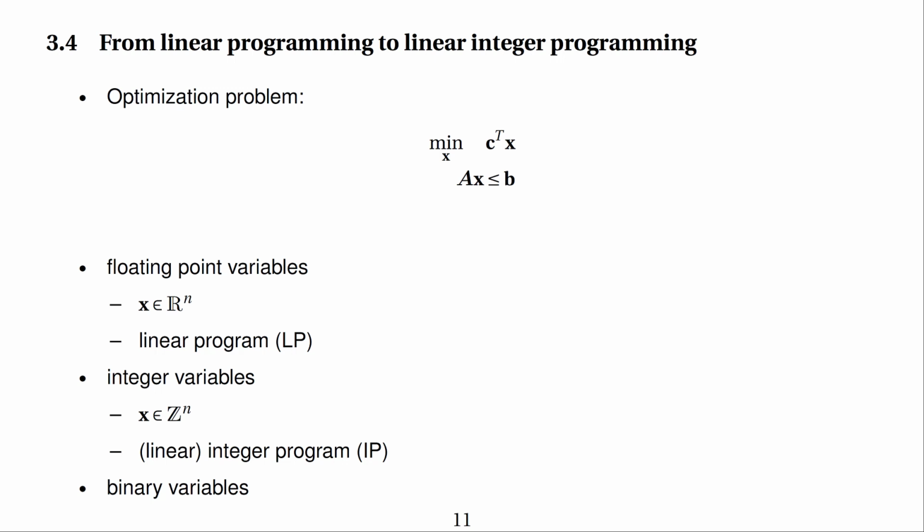So the difference between linear programming and linear integer programming is merely in the definition of the variables. If you have floating point variables, that means x is an element of R^n, then we have linear programming. If x are integer variables, so x is an element of Z^n, then we have a linear integer program, or IP for short.